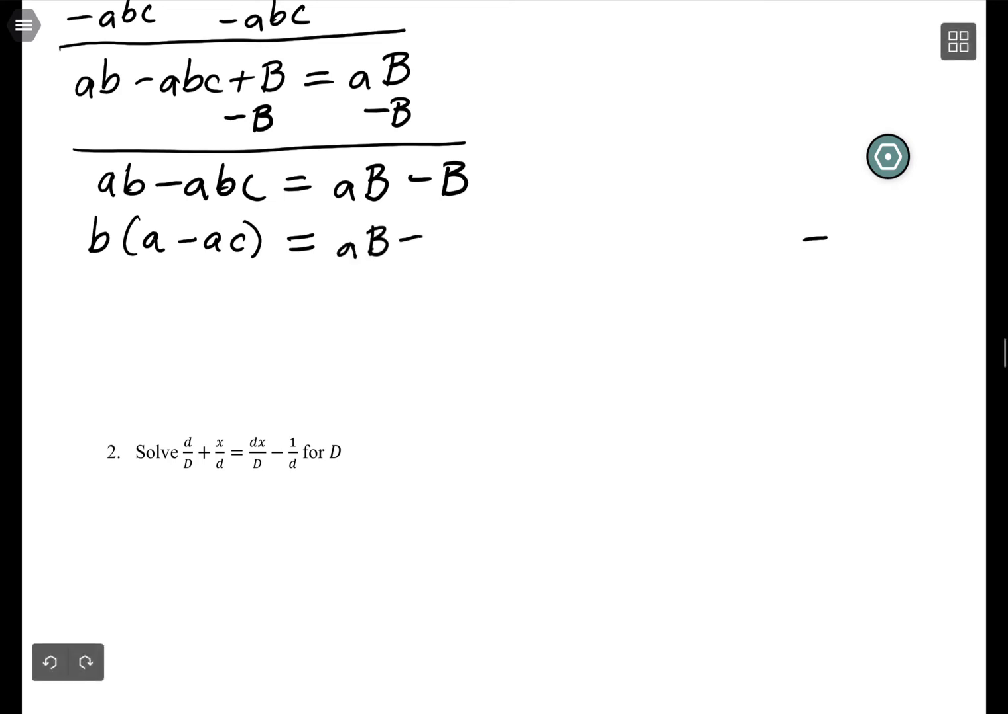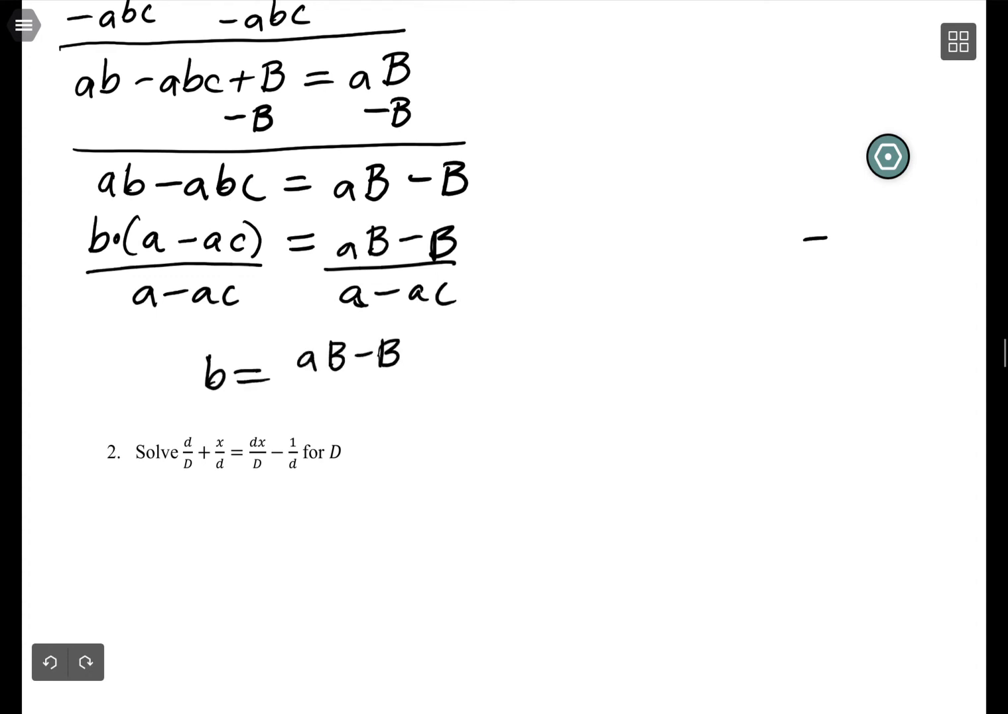And really what we've done with that factoring is not just separate b out, but change what the operations are. Here, the only thing being done to b is that it gets multiplied by all that mess. So to isolate b, you just divide by all that mess. You don't have to do it in separate chunks. A minus AC. So I get b equals AB minus B over A minus AC.